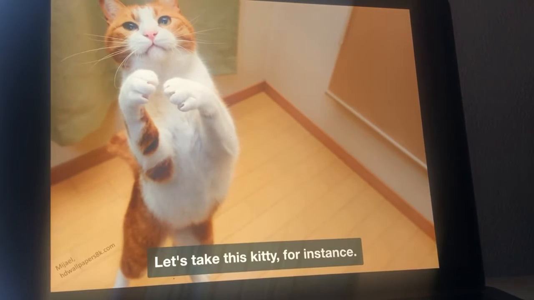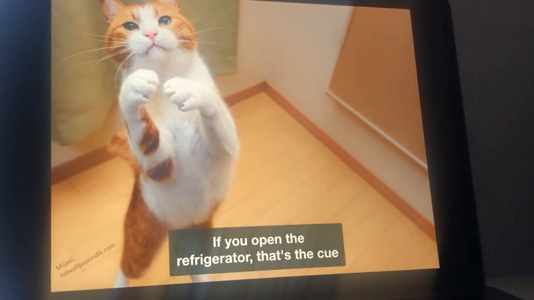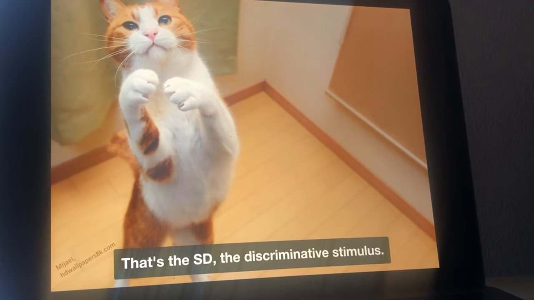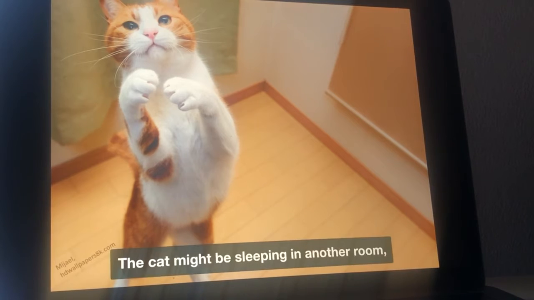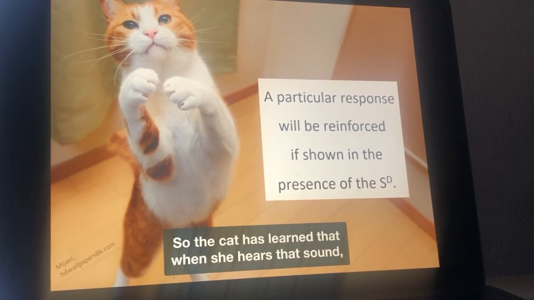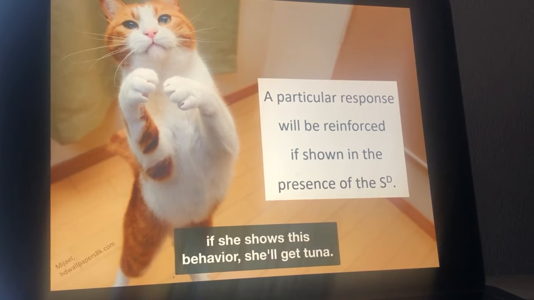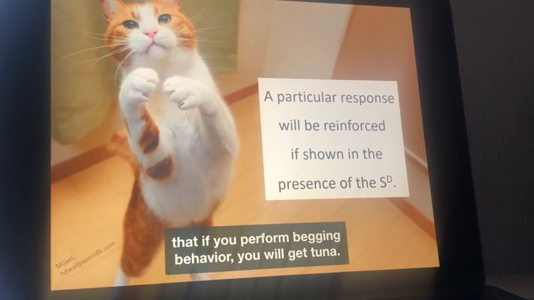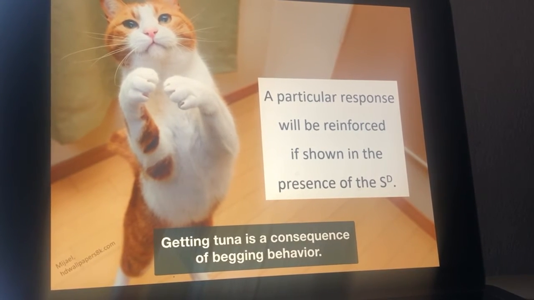Let's take this kitty, for instance. If you open the refrigerator, that's the cue for this behavior. Is the SD, the discriminative stimulus, that sound. The cat might be sleeping in another room, but the cracking sound of the refrigerator door is an important SD, a cue. So the cat has learned that when she hears that sound, if she shows this behavior, she'll get tuna. Cat wants tuna. Lucky cat, there's an SD here indicating that if you perform begging behavior, you will get tuna.